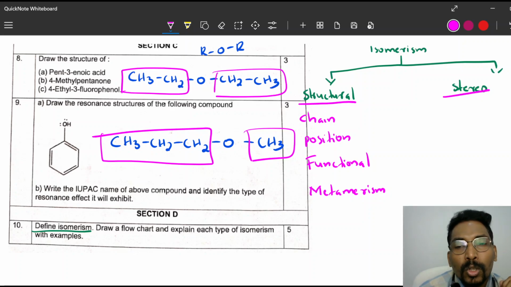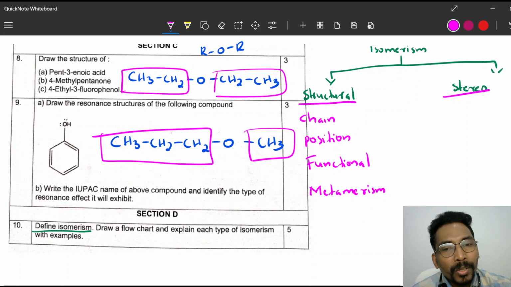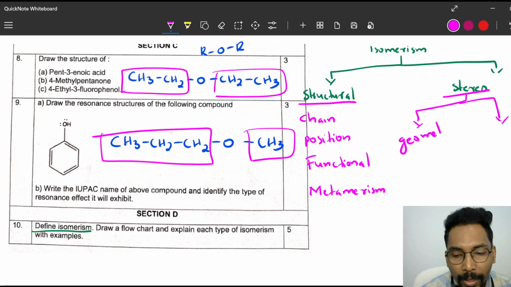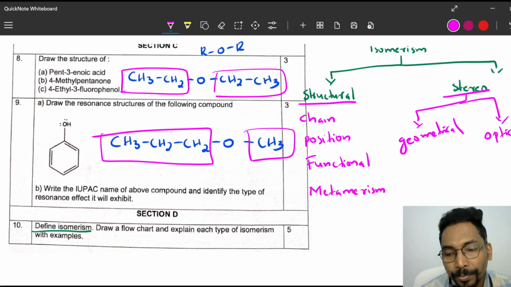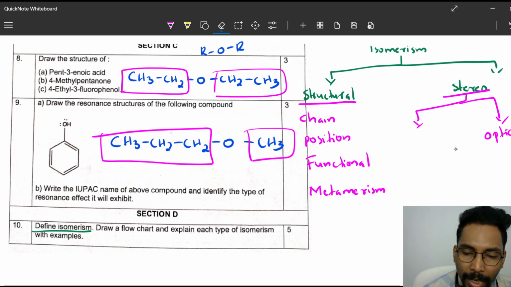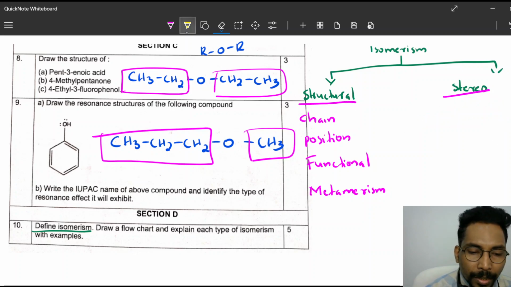Coming to stereoisomerism, about stereoisomerism you will learn in chapter hydrocarbons in detail. So here you just need to mention, clear. Stereoisomerism can be classified into geometrical and optical isomerism. So I will just give you the names of the compounds, I mean details of the classes.